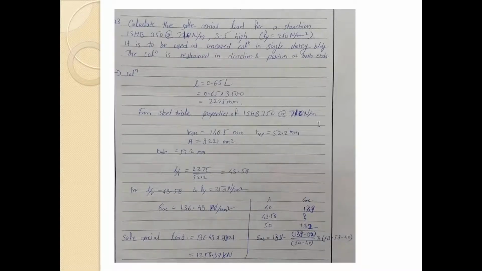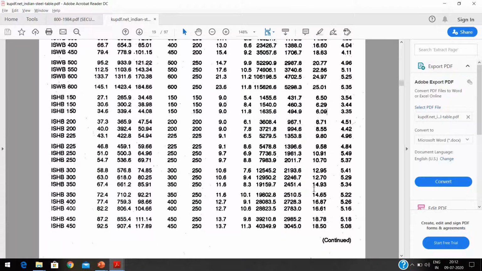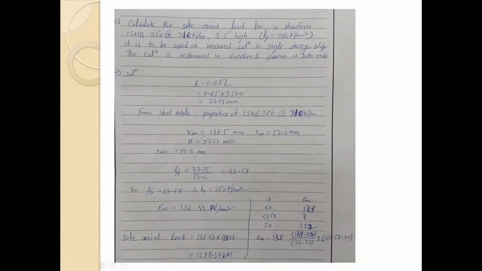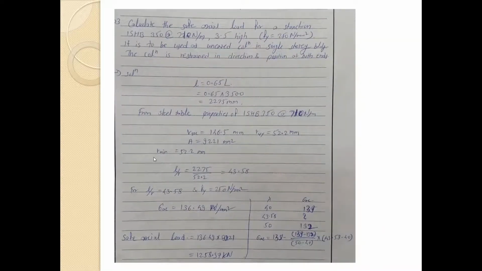So 14.65 cm, that is 146.5 mm, and 5.22 cm, that is 52.2 mm, these two values. The R minimum of these two is 52.2. Remember, for this section there is only Rxx and Ryy because it tends to bend in only two directions.